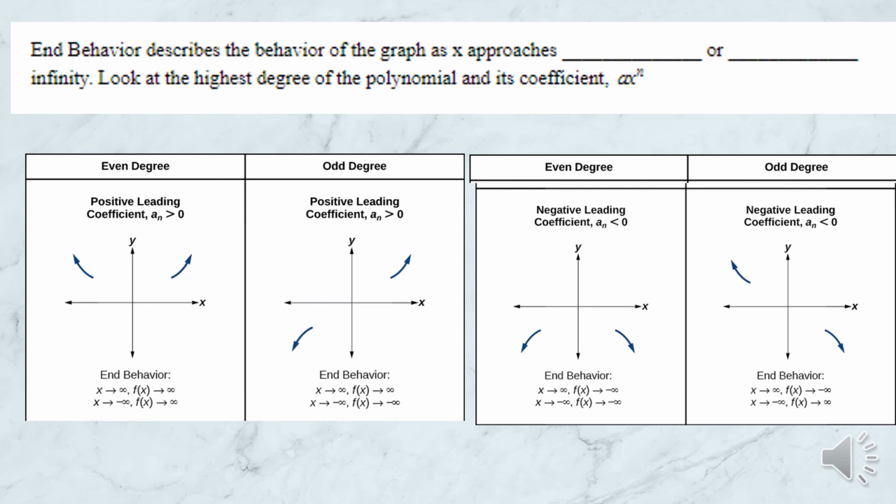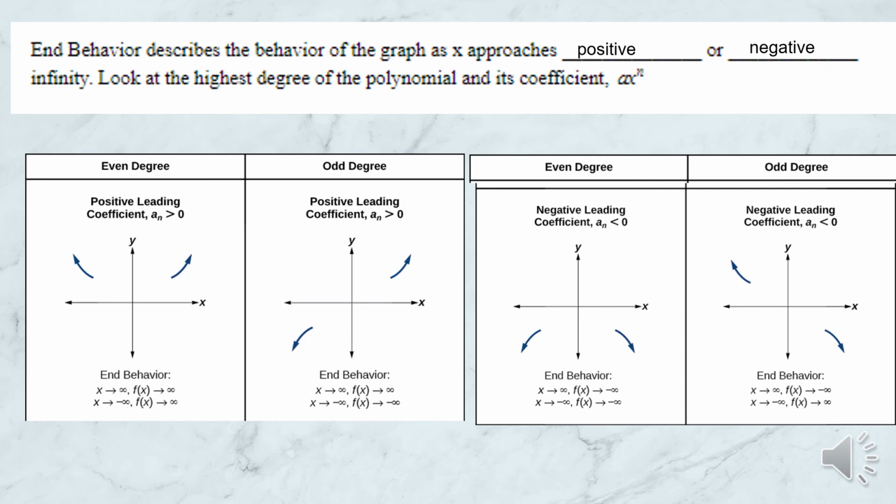End behavior describes the behavior of a graph as x approaches positive or negative infinity. We look at the highest degree of the polynomial and its coefficient. So if the degree is even, like x squared, x to the 4th, x to the 6th, then both of our ending points, either at positive infinity or negative infinity, are going to be in the same direction. If it's a positive leading coefficient, they're both going to end upwards. If it's a negative leading coefficient, they're going to both end downwards.